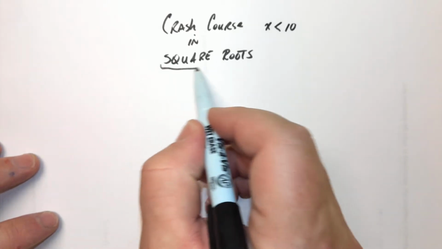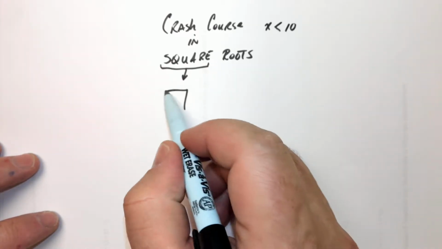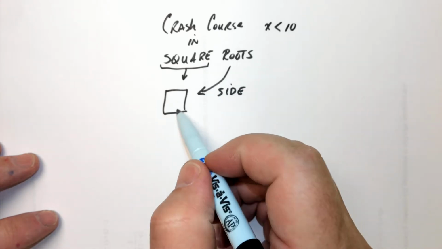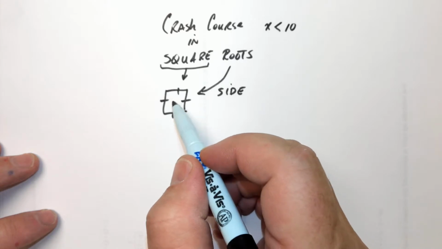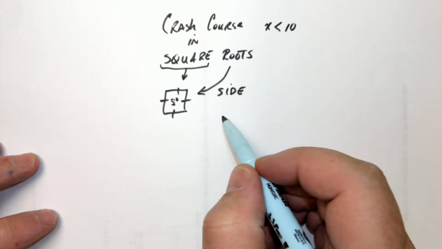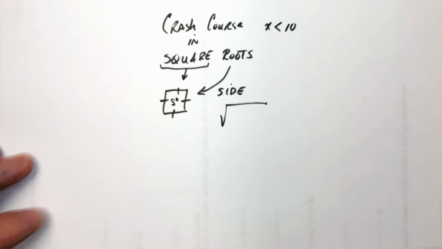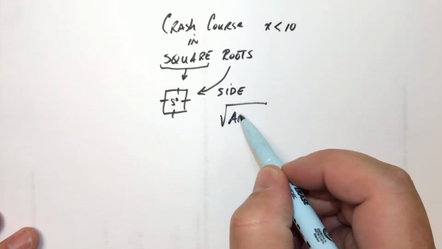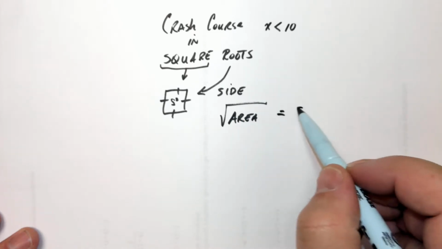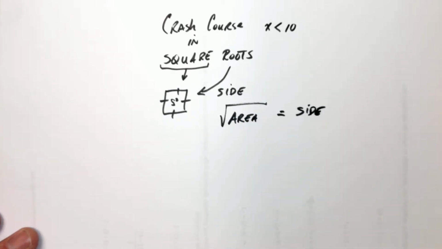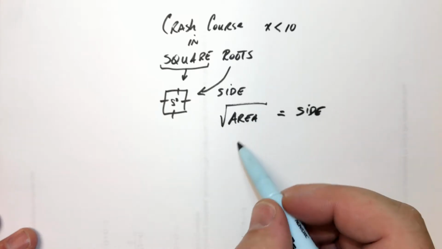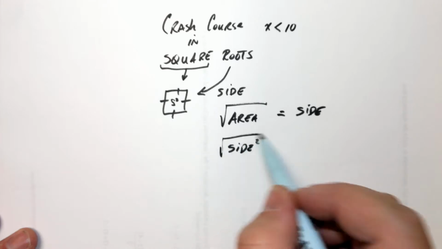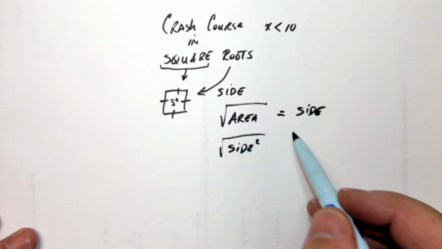So a square root is literally a square's side. And the way you find the area of a square, all the sides are the same, is you take the side and you square it. So a square root, that's the symbol that means square root, right? If you have an area, it's asking how long is the side. The way you find the area is you take the side squared. That's what area is: side squared.